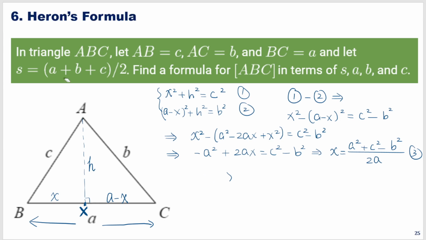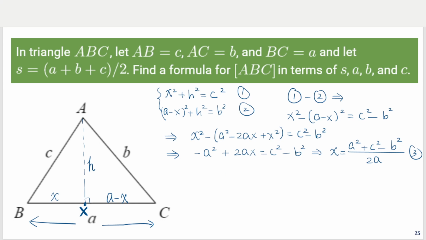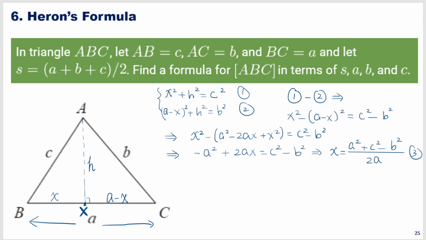Okay, let's not do this because when you want to put that here, that expression is very complex. So let's start by looking at equation number 1. So from equation number 1, we have h squared is c squared minus x squared, right? And let's lower the power here. So this is (c plus x) times (c minus x), right?